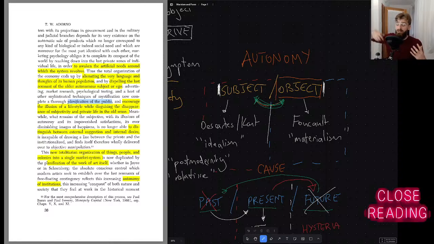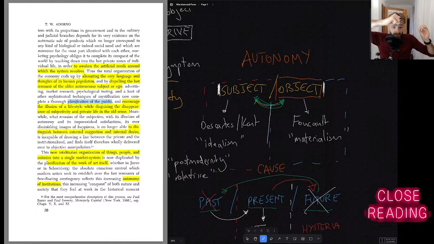So the transition from the autonomous subject and ego, the subject side of the equation, where the subject is not fully determined by all of its experience in the world, right? It has some sort of freedom. It can do some new things. It can imagine a future. It is not fully determined by its past.